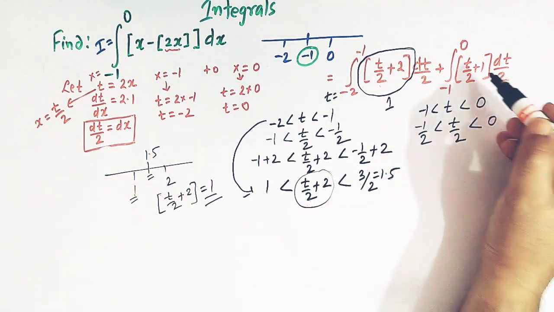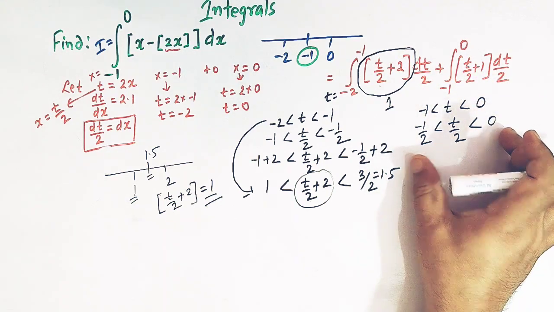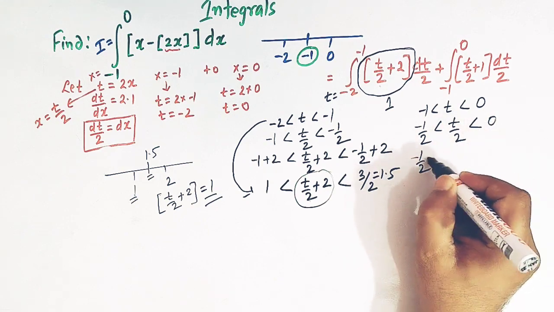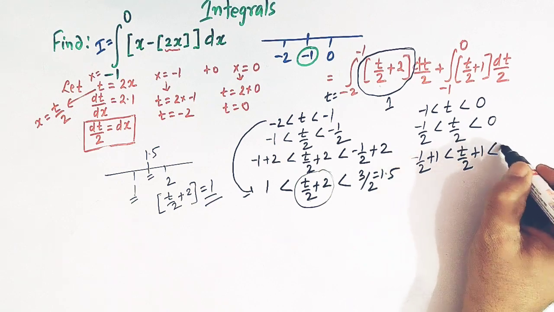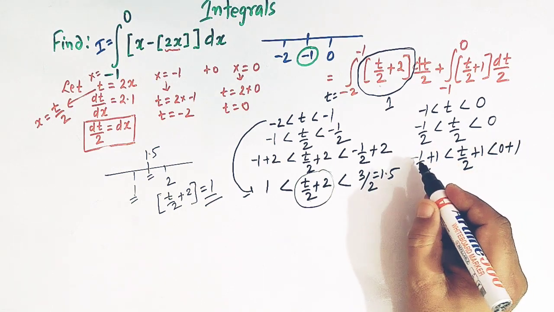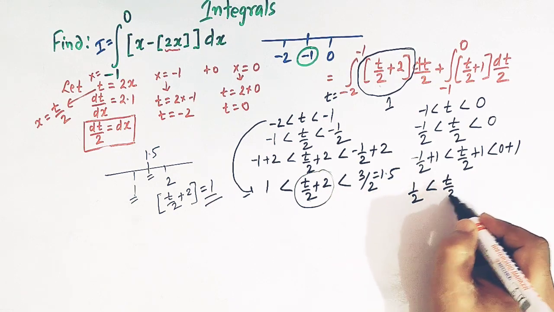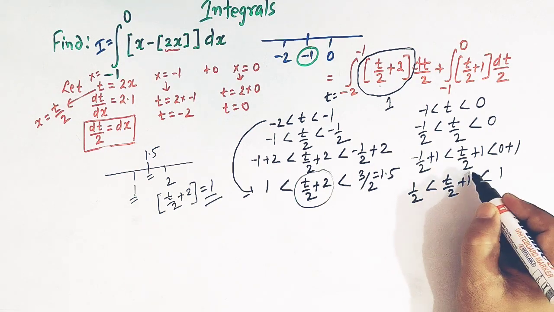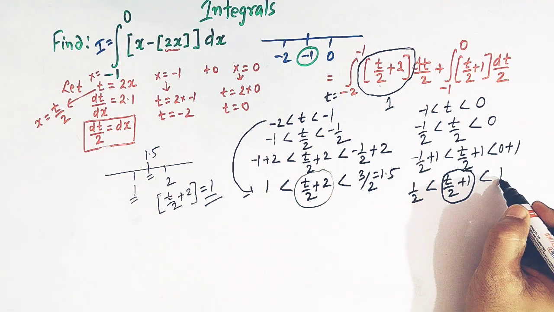So now here we have t over 2 plus 1. So let us add 1 throughout this inequality. So we have minus half plus 1, here we have t over 2 plus 1, here we have 0 plus 1. So minus half plus 1 is half, and here we have t over 2 plus 1, and here we have 1. So t over 2 plus 1 lies between half and 1.